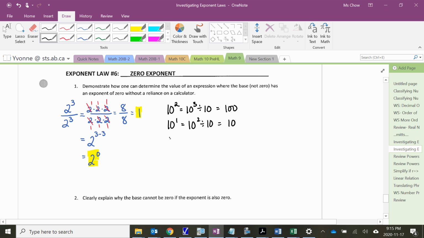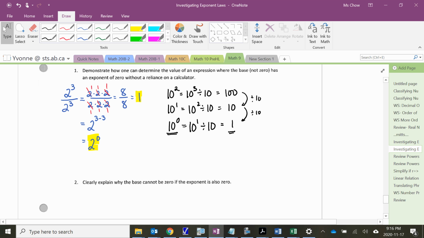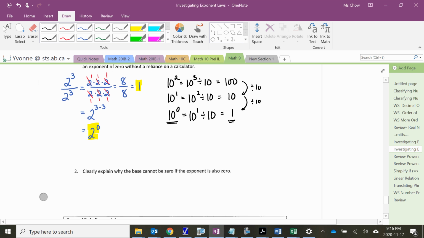And so if we just continue the pattern, so you can see what's happening with my exponents, I go 2 and 1 and 0, then we've got 10 to the 1 divided by 10, and anything divided by itself is 1. And you can see right here what's happening. We're dividing by 10 each step. So 10 to the 0 is also equal to 1. And we can change up that base for anything except for 0.